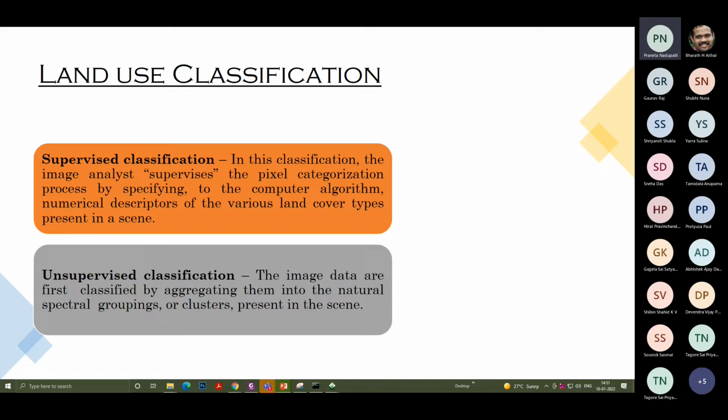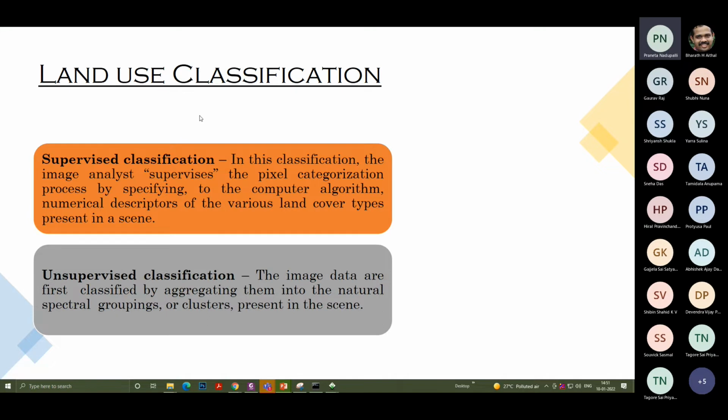However, in unsupervised classification, the image data are first classified by just aggregating them into their natural spectral groupings. Like if two spectral groupings seem to be close, they are first naturally agglomerated or aggregated into those groups, and then they are iterated and the classification pattern is improved.